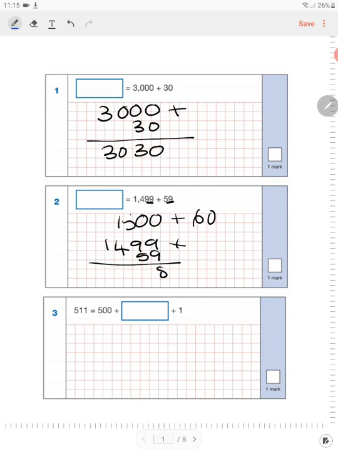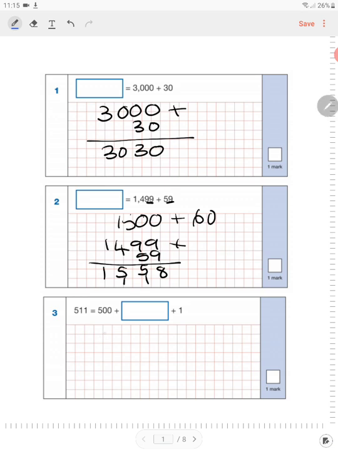9 add 8 gives me 18. 9 add 1, make sure you do this first. 9 add 1 gives you 10. Add the 5 gives you 15. 4 add 1 gives you 5. And then 1 in the thousands column. So you've got 1,558.